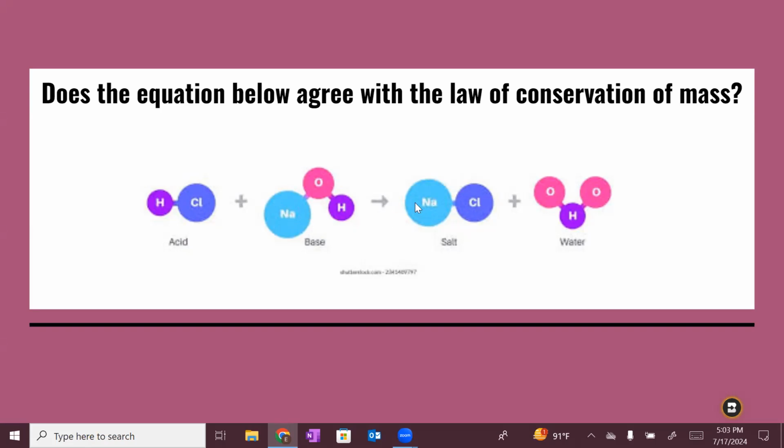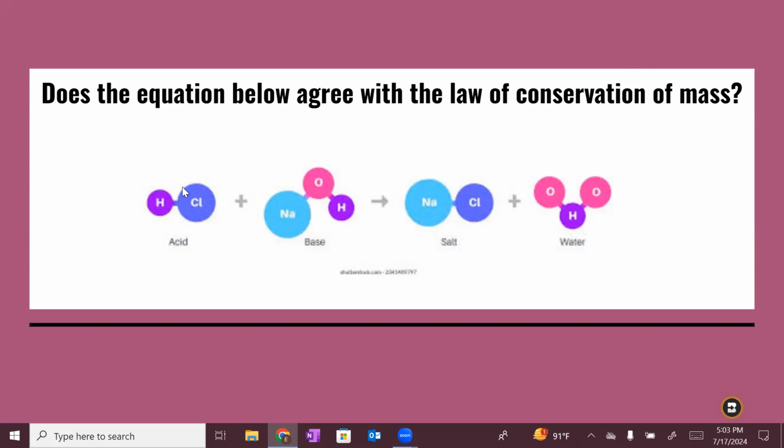Because what this means is that matter is destroyed or created. Okay, how can we have 1 here and have 2 here? Okay, we must end up with what we started off with. Whatever amount we started off with, we have to end up with that, but that's not what is happening here. So this one does not agree with the law of conservation of mass.